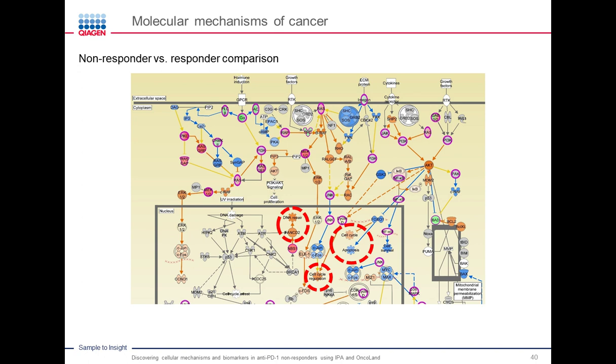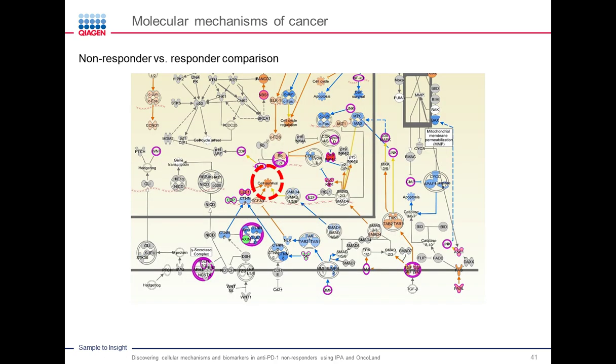Similarly, if you focus on the lower right corner, it seems that differential gene expression is leading to increased cell cycle and reduced apoptosis. So what we are figuring out is that the differential gene expression present in non-responder versus responder is leading to increased DNA repair, reduced apoptosis, and increased cell cycle. And this explains why non-responders might be resisting the therapy.